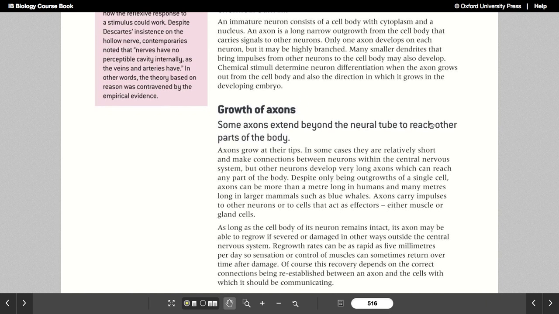And like we said, this is all going to depend on chemical stimuli. So where there are chemical footprints being left behind, or like chemical shadows, which are caused by sensory input, the axons will grow out in that direction.